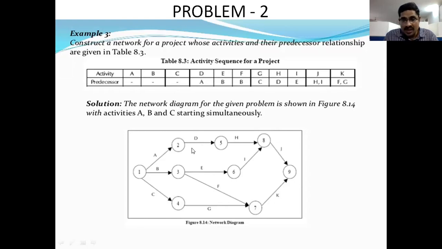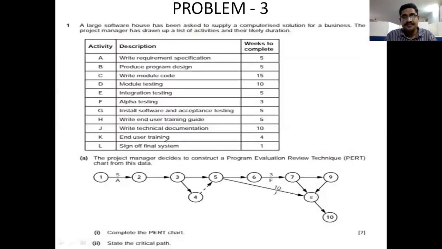So here the calculation is based upon the activity. Activity means arrow-based. This calculation is called CPM. But here these circle forms are called nodes. This nodal-basis calculation is called PERT, right? So these are all problems.